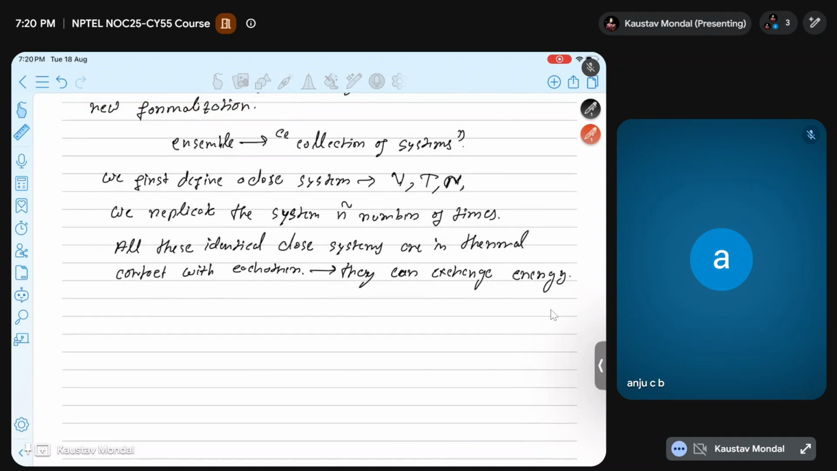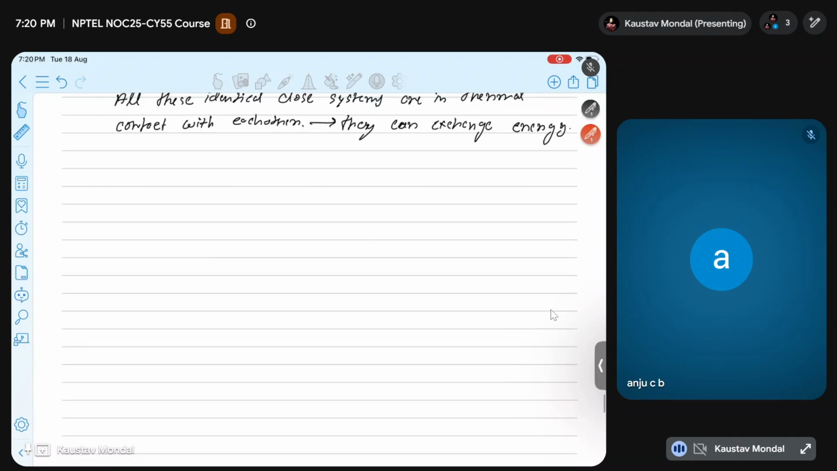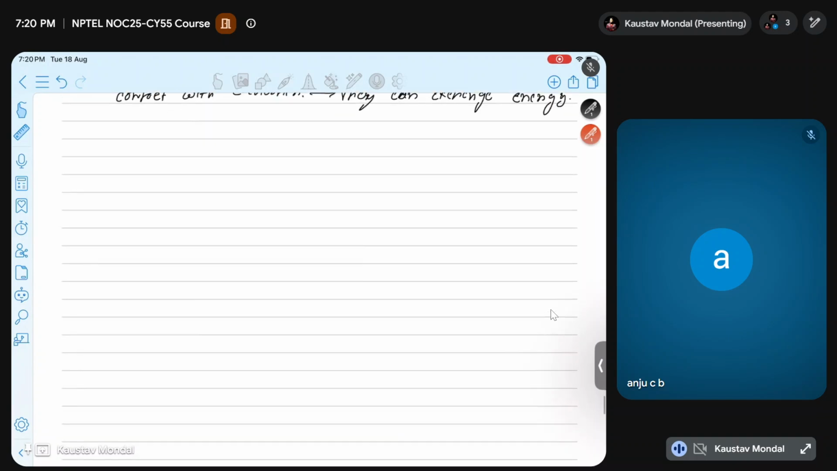Okay. So the system, how it basically looks is like this. Let's suppose this is the system, NVT, a particular system with a particular number of particles, volume, and temperature. So this is the first system.